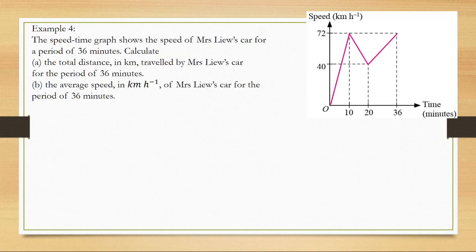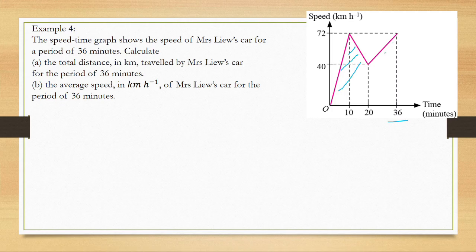Okay. Now look at example 4 here. The speed time graph shows the speed of Mrs. Liu's car for a period of 36 minutes. So you can see 36 minutes here. Calculate the total distance in kilometers traveled by Mrs. Liu's car for the period of 36 minutes. So meaning that you have to calculate the whole area under the graph, this part down here.